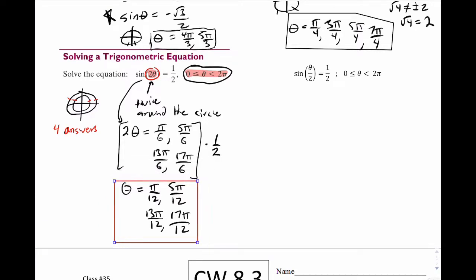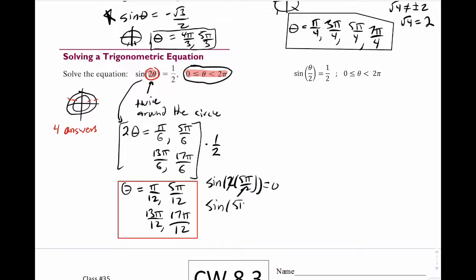Now if you're wondering how these answers work, remember there's a 2 theta in, so when you plug it in, I'll pick one that's weird. Let's say 5 pi over 12. Sine of 2, if you're to plug in 5 pi over 12, that reduces to 5 pi over 6. And notice how that does equal a half, so that does check out. And that works for all of them. Let's go to the next one.